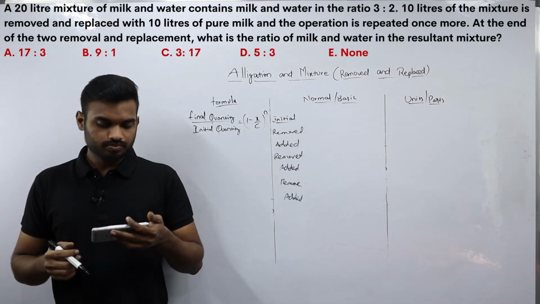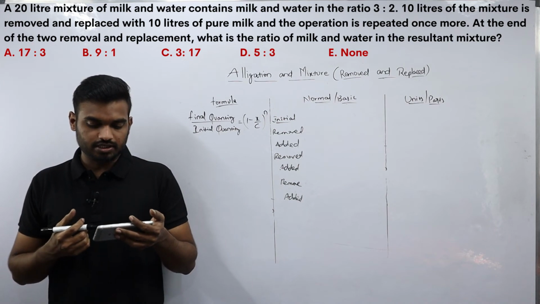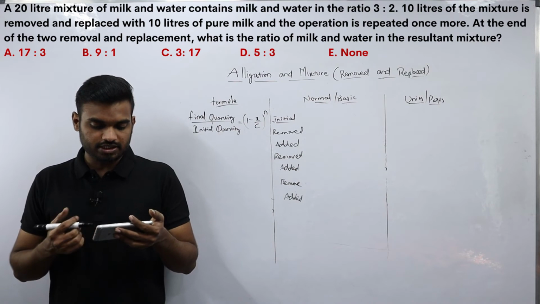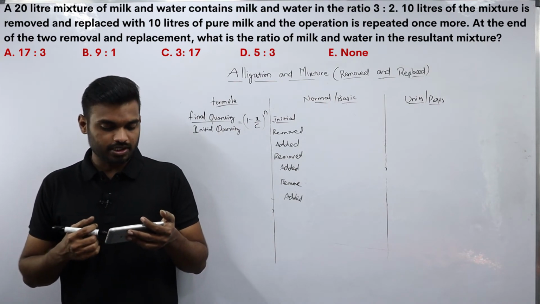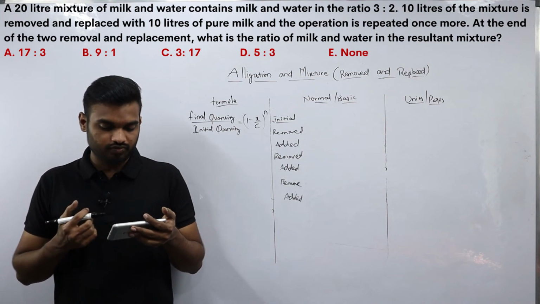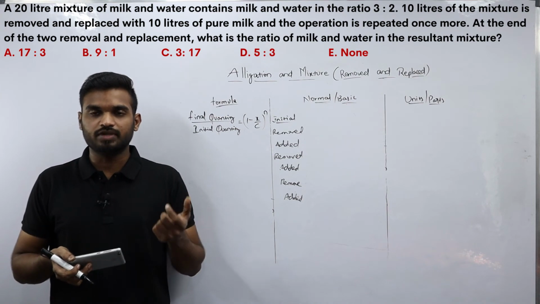Now let's see the third problem. They are saying that a 20-liter mixture of milk and water contains milk and water in the ratio of 3:2. 10 liters of mixture is removed and replaced with 10 liters of pure milk, and the operation is repeated once more. At the end of 2 removal and replacement, what is the ratio of milk and water in the resultant mixture? So we need to find out what is the final ratio of milk and water.